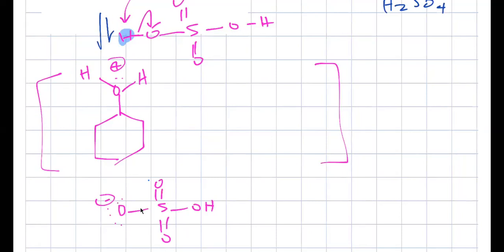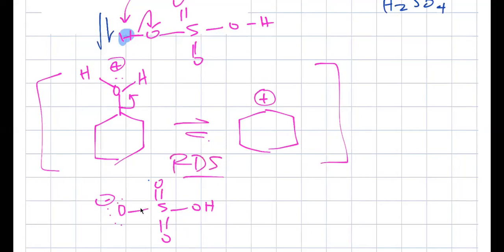That's my leaving group. And so that's the rate determining step. Just like for the SN1, the rate determining step is loss of leaving group. For the E1, this is also the rate determining step. So now I get a carbocation intermediate. So that's my rate determining step.